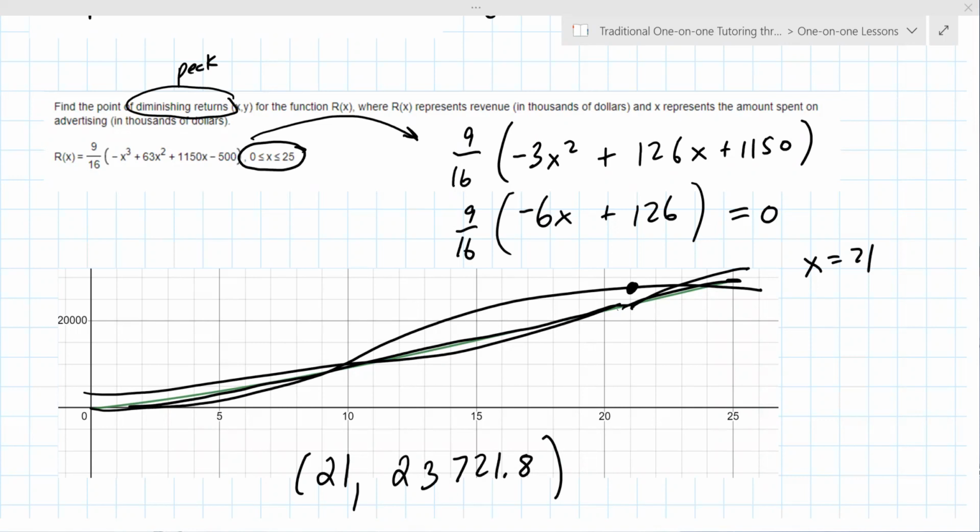Actually, I can do that on the graph too. Why didn't I do that first? Okay, 23,721.8. Yeah, there you go.